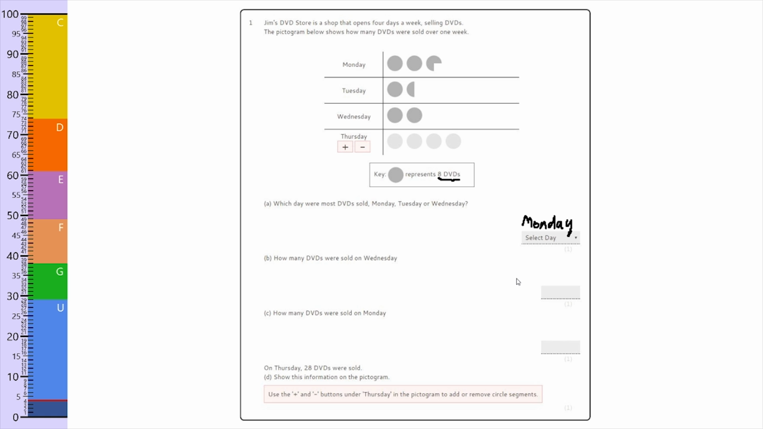So that's 1 mark. It says how many DVDs were sold on Wednesday. There's 2 circles, so it's really tempting to say, yep, just 2. Each of those circles, though, represents 8. So the answer is going to be 8 plus 8, which we know is 16.